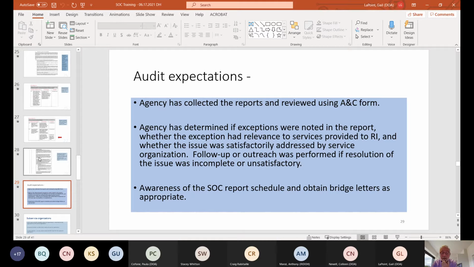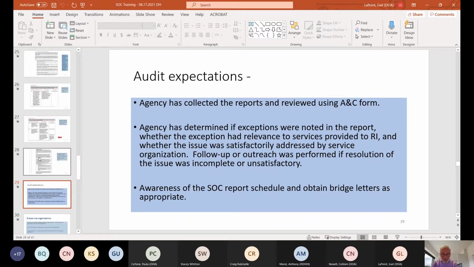And the third thing would be awareness of the SOC report schedule and obtaining bridge letters to cover the state fiscal year. Once you get into a cycle with this and know what schedule the SOC reports are going to be prepared on, then it's relatively easy to follow up on these and be expecting certain reports. And if you don't receive them on the normal schedule, reach out to the company and say, I usually get a SOC report around this time. Is it delayed? Are you still expecting one? Did you change your cycle, which happens sometimes too?